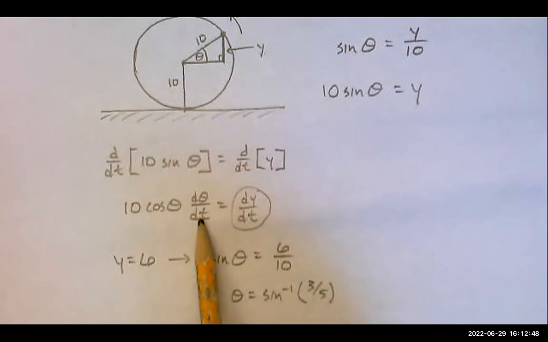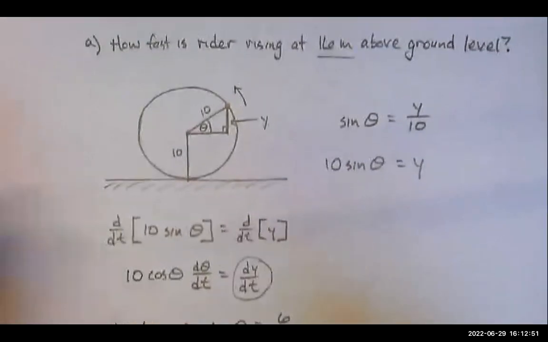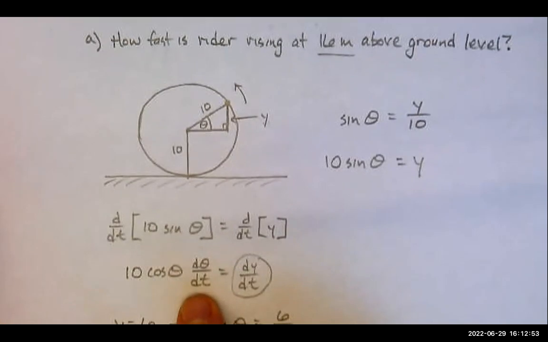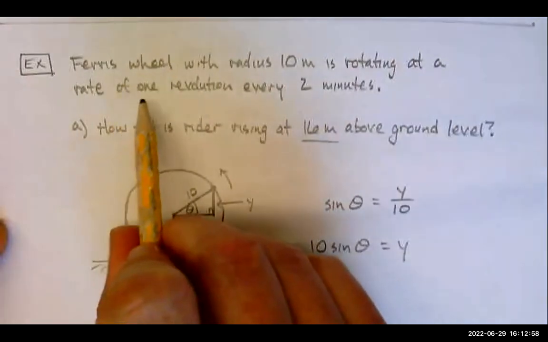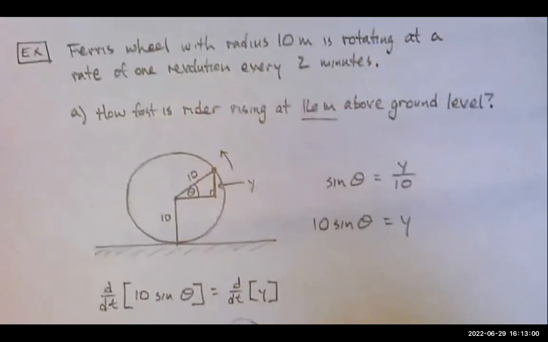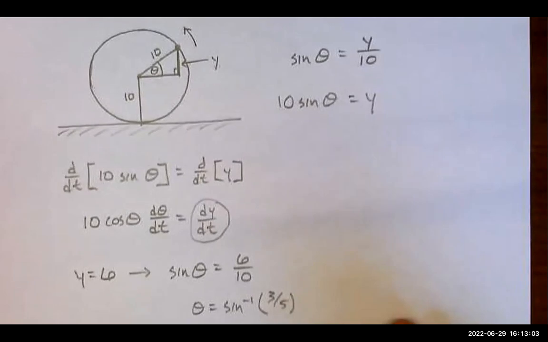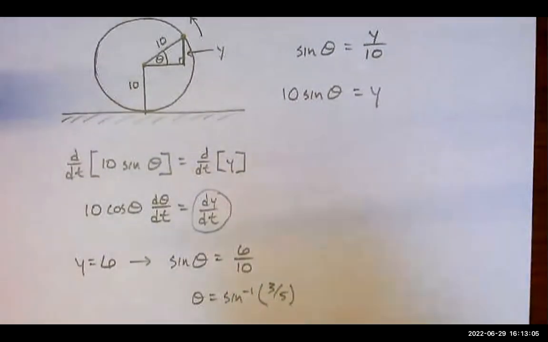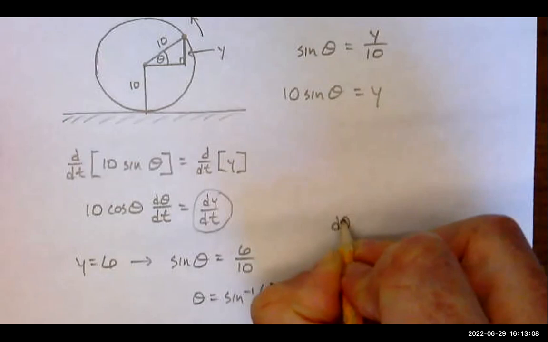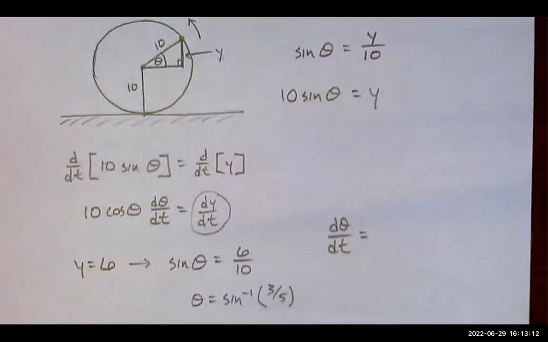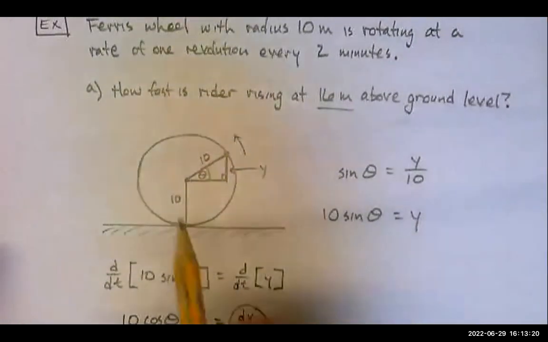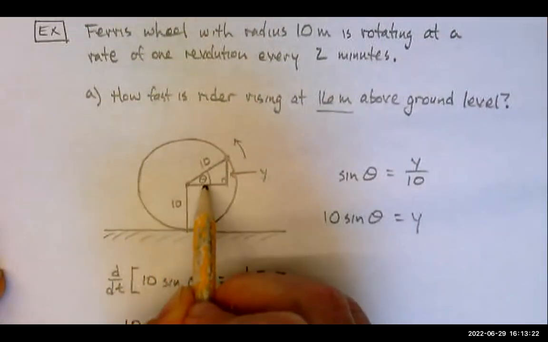How about d theta over dt? Now for that, that's telling us the rate of change of our angle with respect to time. They told us that it's 1 revolution every 2 minutes. We got to think through that. How is that going to help us with d theta over dt? 1 revolution every 2 minutes. So we're thinking of theta as in radians. How many radians is it to do 1 revolution?